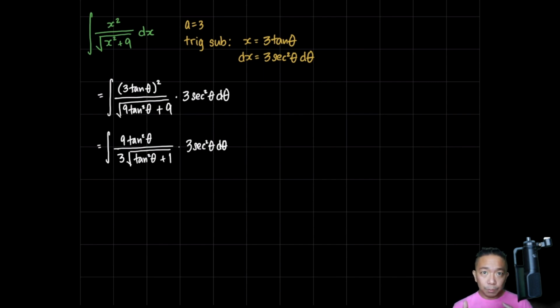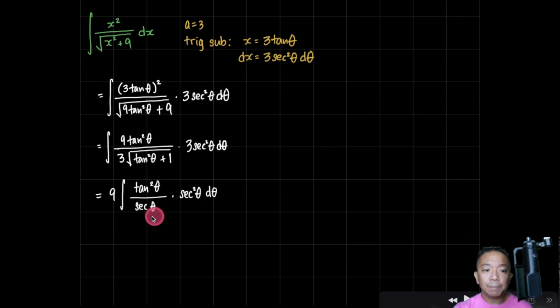So notice, for our next step, ang pwede natin gawin ay gawin nating secant itong tangent squared theta plus 1 and we could cancel out yung mga 3. So this is equal to, yung 9, ilabas natin. So 9 times the integral of tangent squared theta all over square root of tangent squared theta plus 1. Tangent squared theta plus 1 is secant squared. So all over secant theta times secant squared theta d theta. So na-cancel out na natin yung 3 sa taas at 3 sa baba.